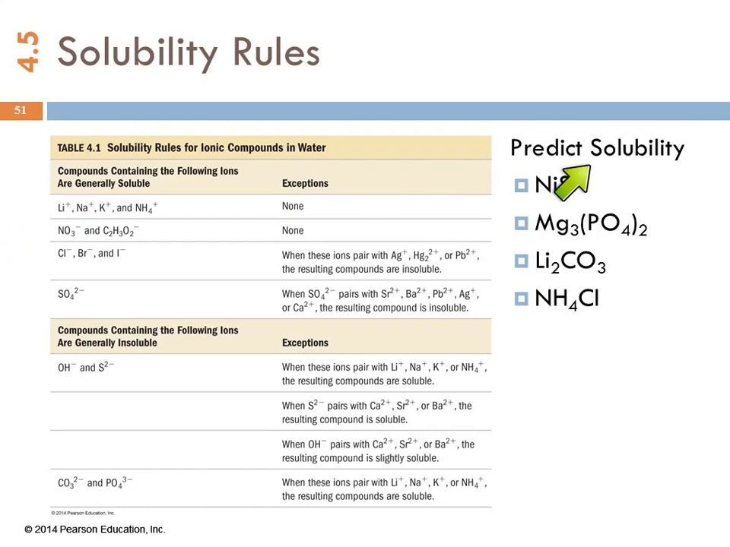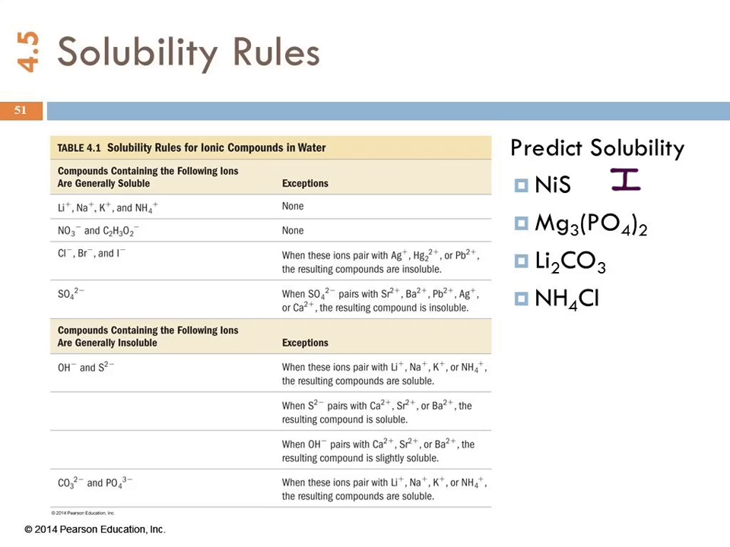So what should we be able to do? We should be able to look at formulas like this and predict solubility. Nickel sulfide. Okay, so what do we do? Well, we look at the table. Do we see nickel up here or sulfide? No. Here's sulfide. So sulfide compounds are generally insoluble except, so we need to go over here and see if nickel is any of the exceptions. It's not. So then nickel sulfide is what? Soluble or insoluble? Insoluble. So I'm going to say I for insoluble.